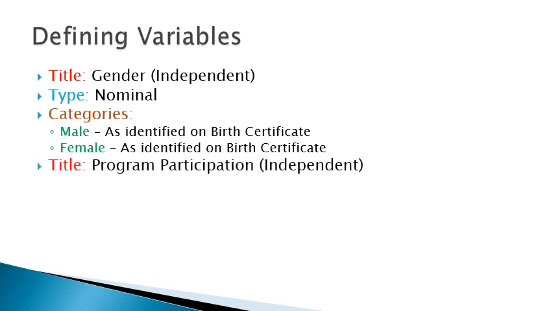So if I have a title of a variable called program participation, in this case it would be an independent variable. The type of variable might be ordinal.